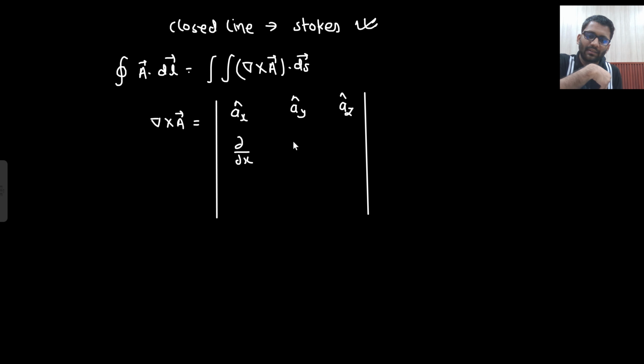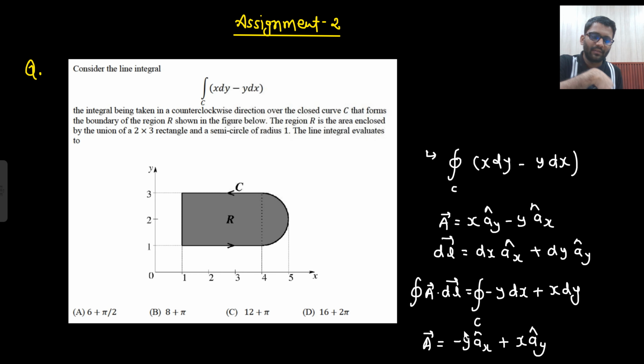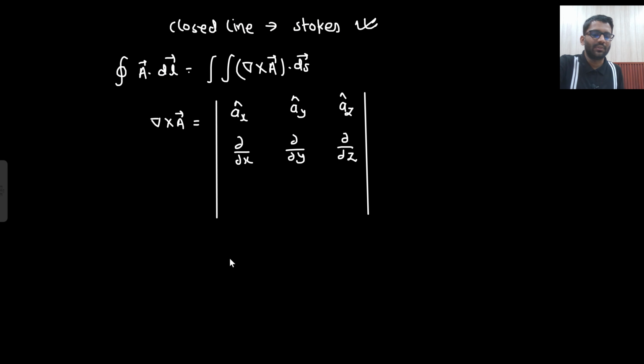Del by del x, del by del y, del by del z. Minus y, x and 0. So ax cap 0 0 0, ay cap 0 0 0, az cap. If you do az cap, what are you going to get? 1 minus minus 1, so 2 az cap. So your answer is 2 az cap. So your del cross A is 2 az cap, right?